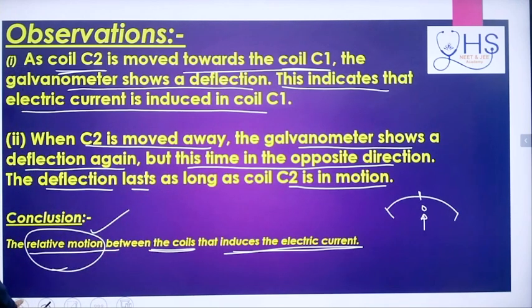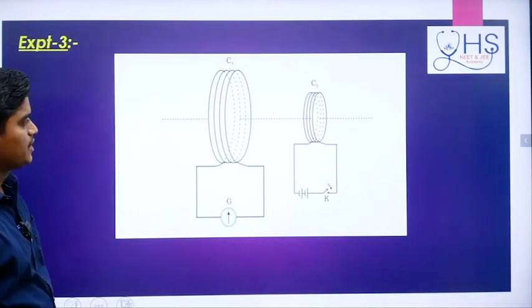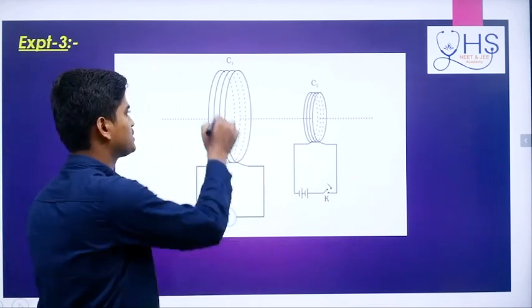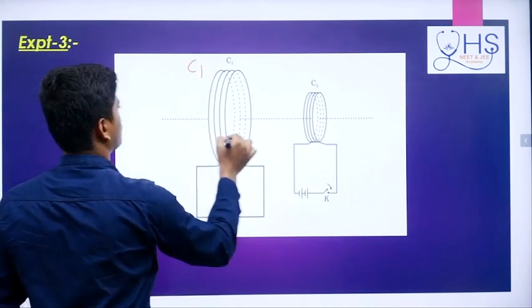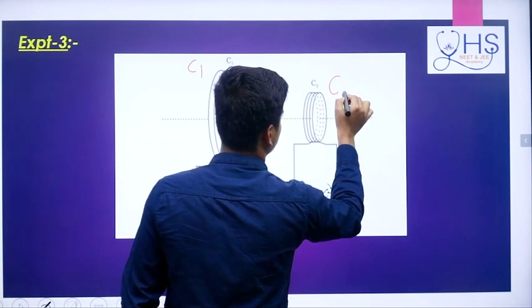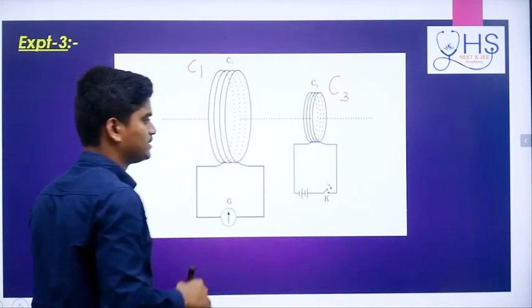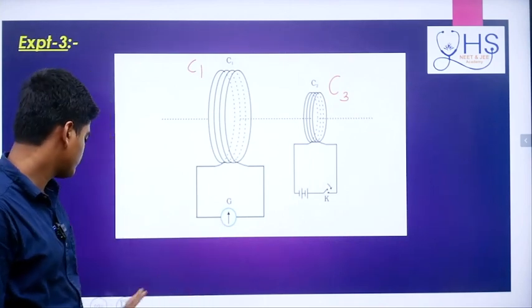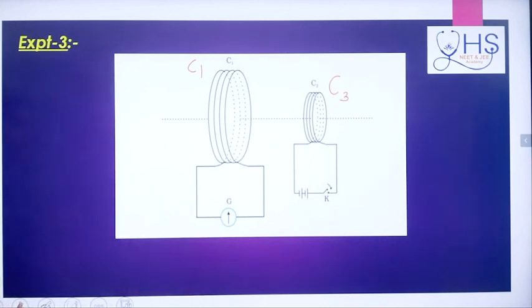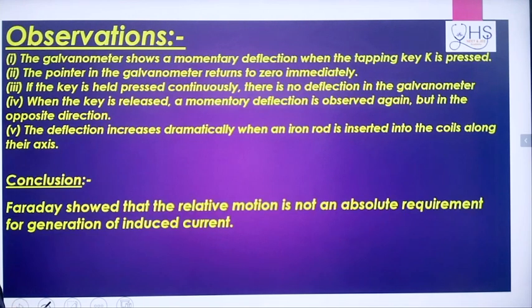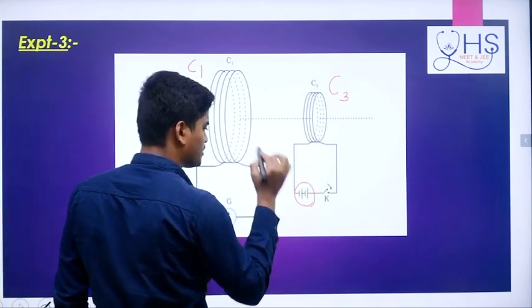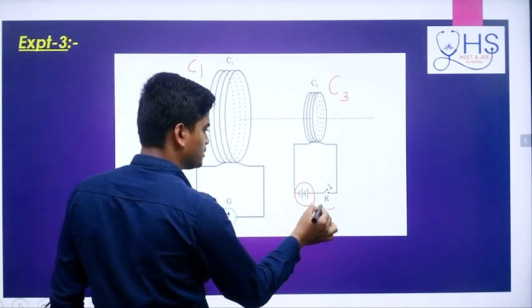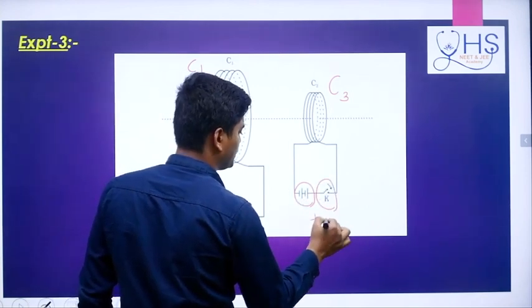Basically Faraday did this. So here we kept 2 coils. Just consider this is the C1 coil, and you can consider the other as the C3 coil, or C2 coil, anything. Let me call it 3, because C2 we took for the current carrying coil earlier. So let's take C3, no worries. Now what is happening here? In this coil, an external potential is there, a battery is there, and one switch is there. This is called a tapping key.